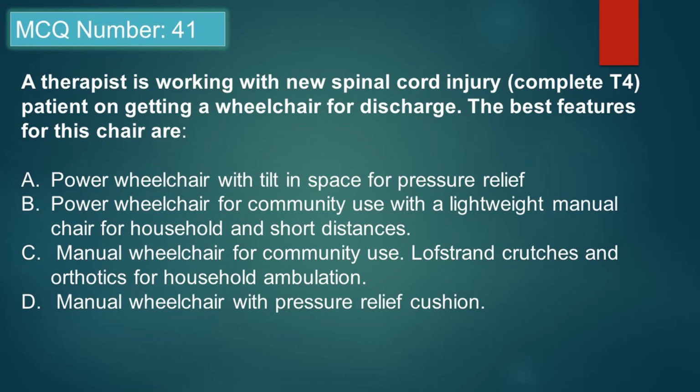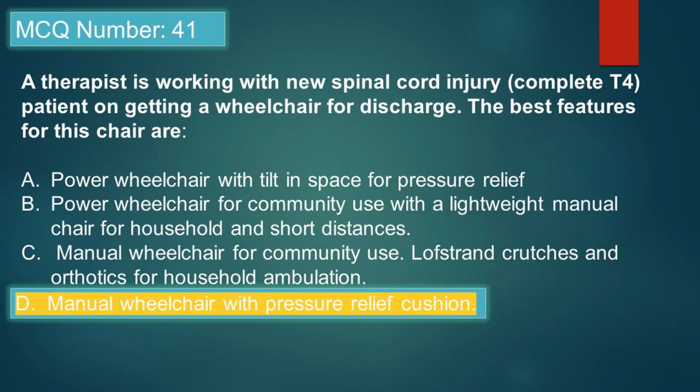Option A, the power wheelchair with tilt in space for pressure relief. Option B, power wheelchair for community use with a lightweight manual chair for household and short distance. Option C, manual wheelchair for community use and loft-strand crutches and orthoses for household ambulation. And option D, manual wheelchair with pressure relief cushions. And the correct answer is option D, manual wheelchair with pressure relief cushions.